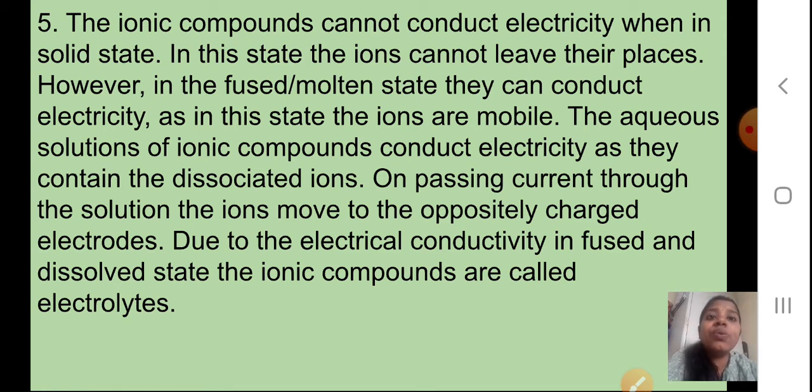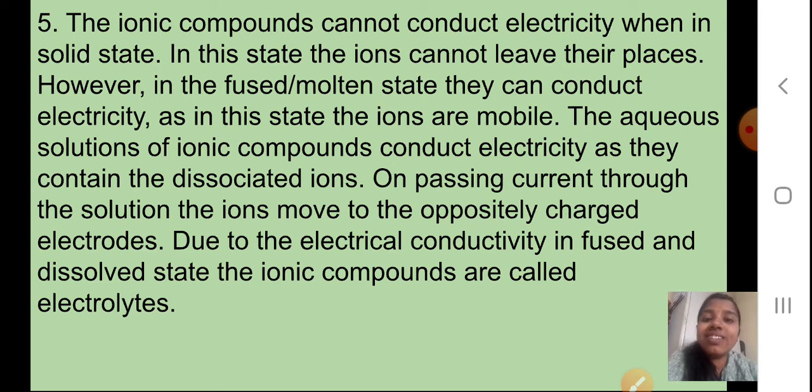The aqueous solutions of ionic compounds conduct electricity as they contain the dissociated ions. On passing current through the solution, the ions move to the oppositely charged electrodes. Due to the electrical conductivity in fused and dissolved state, the ionic compounds are called electrolytes. Why do we call the ionic compounds electrolytes? Okay, why?